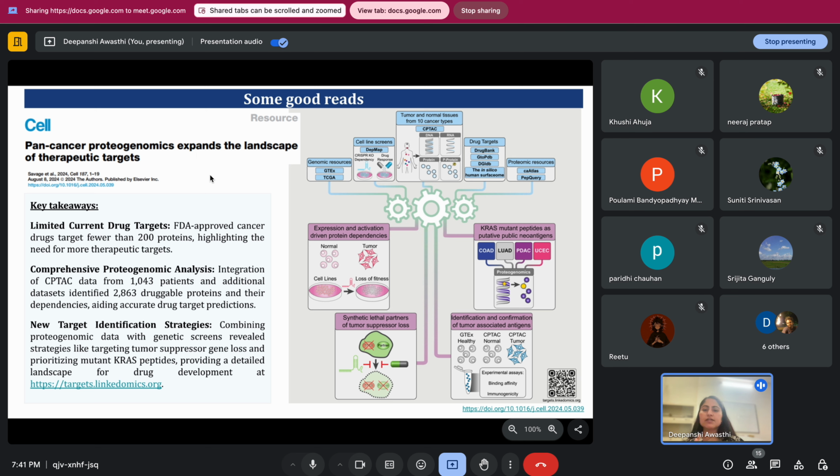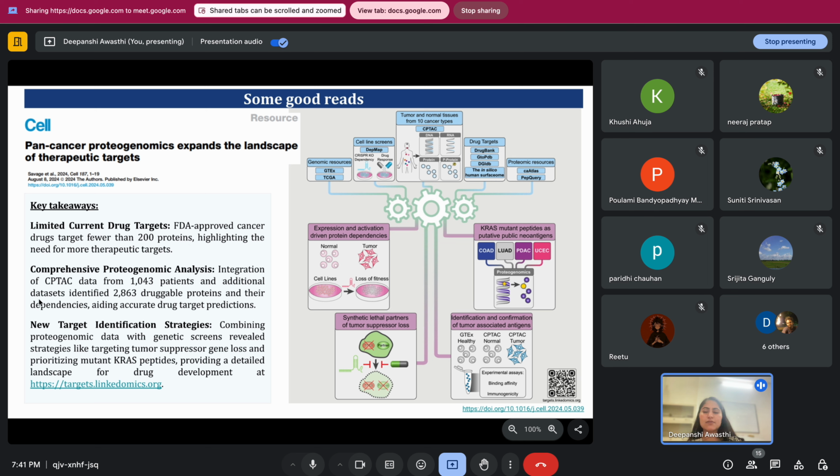So the key takeaways in this resource were that currently there is limited drug target information with the FDA. The FDA provides you with the approved drug targets, which will also tell you the drugs which have been approved. They are fewer than 200 proteins. So now there is a need to design more and more therapeutic targets.